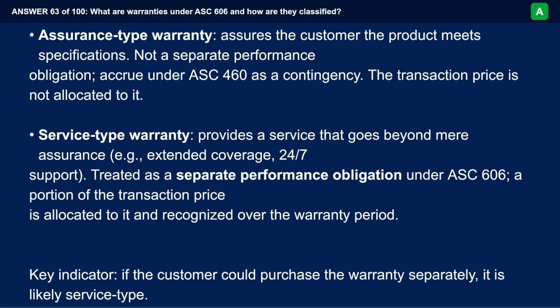A service-type warranty provides a service that goes beyond mere assurance, for example extended coverage or 24/7 support. It is treated as a separate performance obligation under ASC 606. A portion of the transaction price is allocated to it and recognized over the warranty period. Key indicator: if the customer could purchase the warranty separately, it is likely service type.